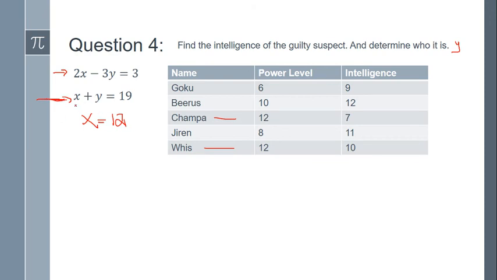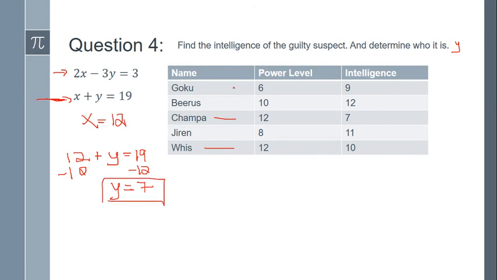So I'm going to go ahead and replace the x with 12. That's what we mean by substitute, replace. And I'd get that 12 plus y is equal to 19. Again, we have an equation with just one variable, so I can solve for it using inverse operations, and we're going to subtract 12 from both sides. And we now get that y is equal to 7. And so for this question, they just want to know what the intelligence was. We can say that it is 7.